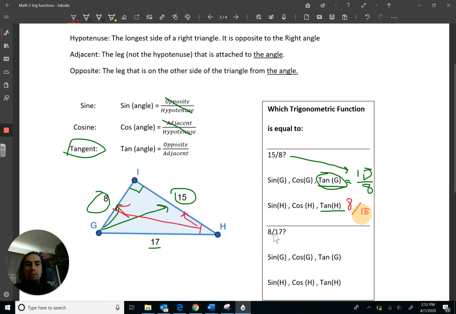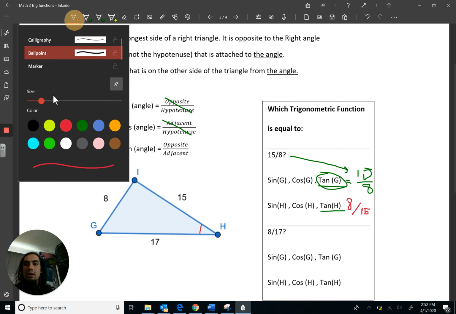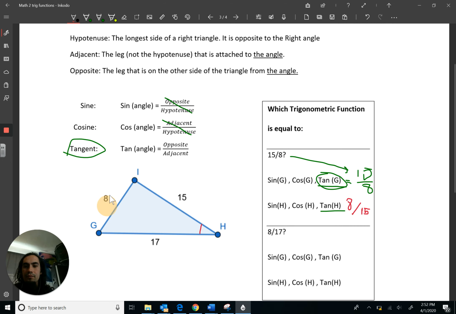Okay, and then here we try 8 over 17. Which trig function is equal to 8 over 17? All right, so let me get rid of all this, get this out of the way. And let's go back to black. Okay, 8 over 17. So we're looking at the 8, and we're looking at the 17. Now we are looking at the hypotenuse.